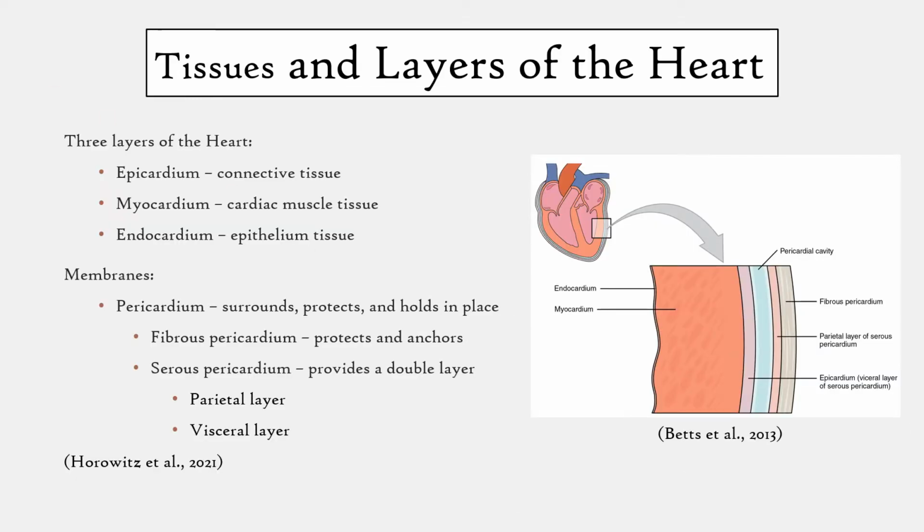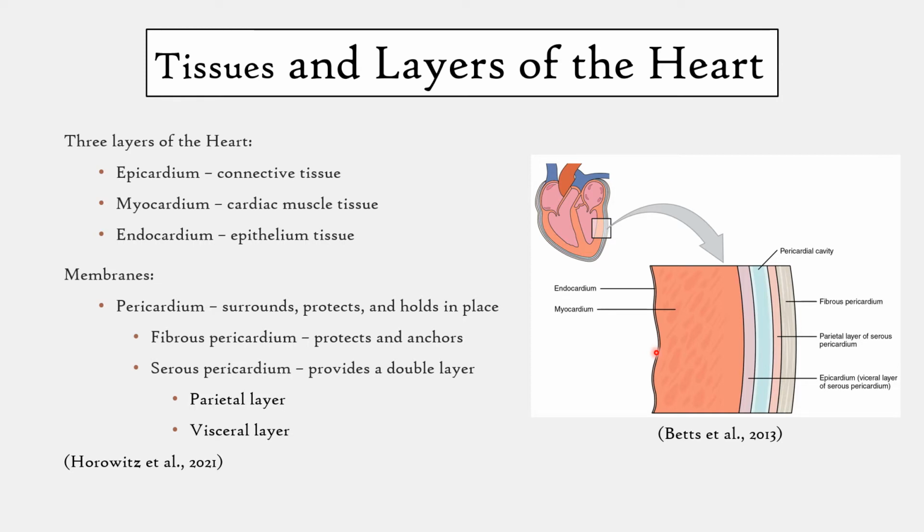The heart is composed of three layers: the epicardium, the myocardium, and the endocardium. On this diagram, we can see that the epicardium is the outermost layer, the myocardium is the middle layer, and the endocardium is the inner layer. The epicardium is the outermost layer of the heart wall and consists of connective tissue.